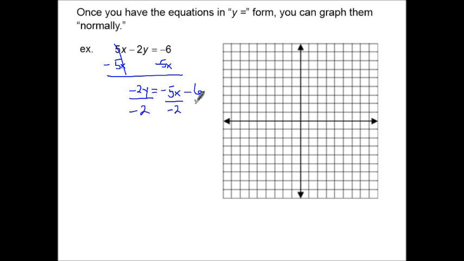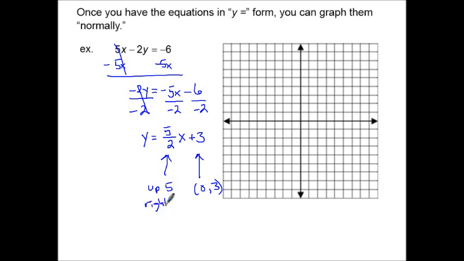I'll divide off my negative 2, and boom, that leaves me with a y by itself. Notice the negative over the negative cancels out to be a positive 5 over 2. The x is just kind of along for the ride right there. And then negative 6 over negative 2 makes a positive 3. Alright, so in this case I'm going to start at 0, 3. And then again it's a positive 5 over positive 2, so I'm going to go up 5, and then I'm going to go right 2.